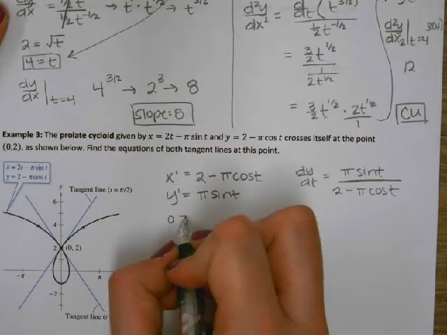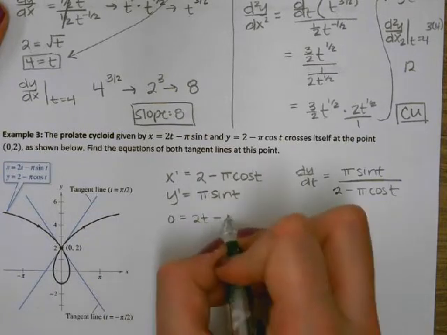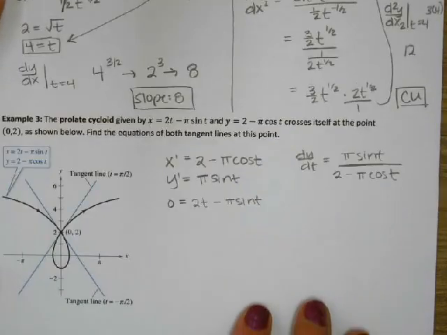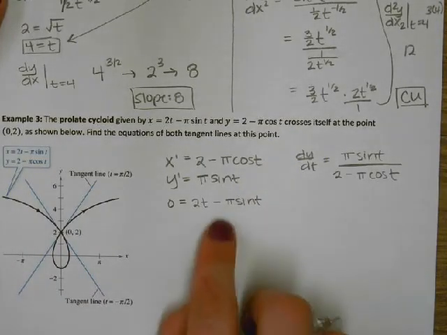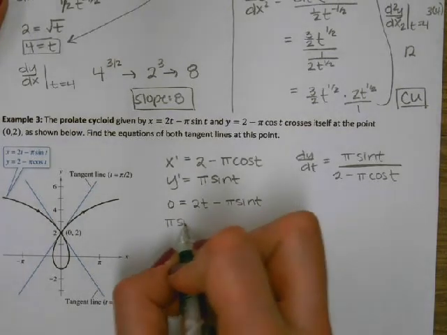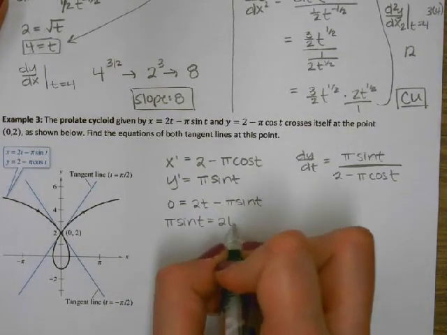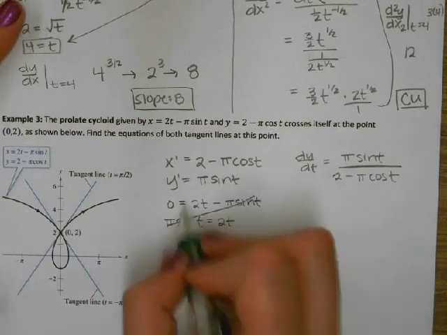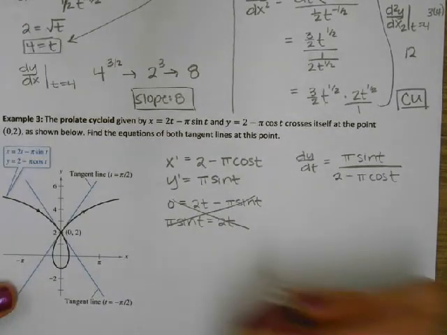So 0 equals 2t minus pi sine t. And the goal here is to be solving for t. And I'll go ahead and add the pi sine t to the other side. And I quickly realized that's an equation that I don't know how to solve. Pi sine t and 2t, I'm not sure how to solve that. So I'm going to ignore that one. I'm going to try the other one.